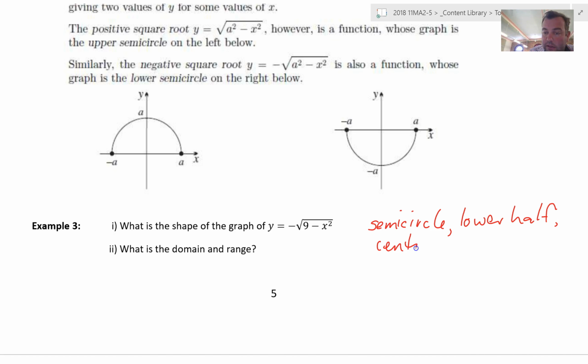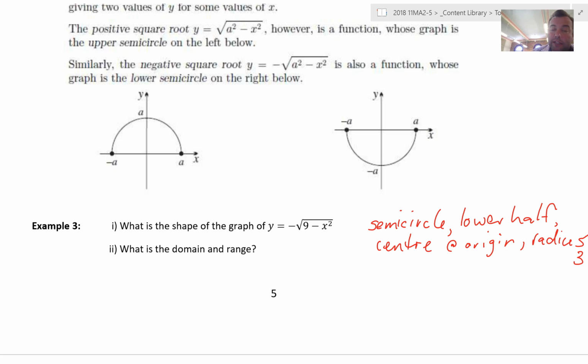Centre at the origin, at 0, 0. That's because I don't have the x's and y's in brackets with other things there. Centre at the origin, radius, square root of 9 is 3, radius of 3. Okay, that's the shape that is.